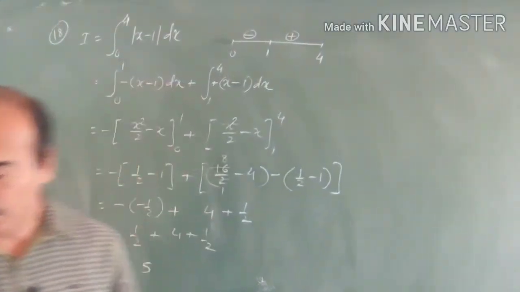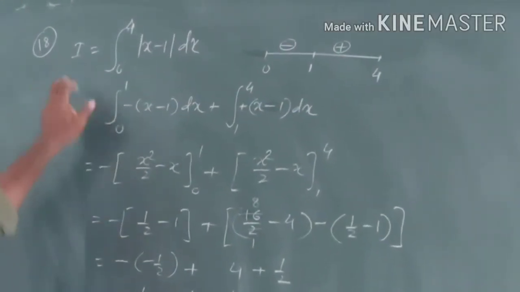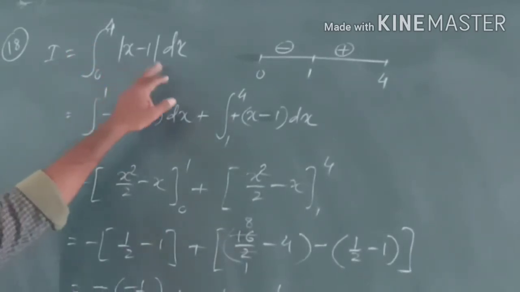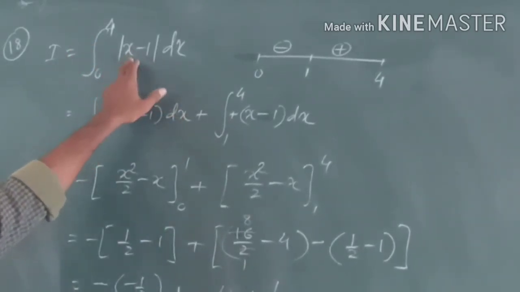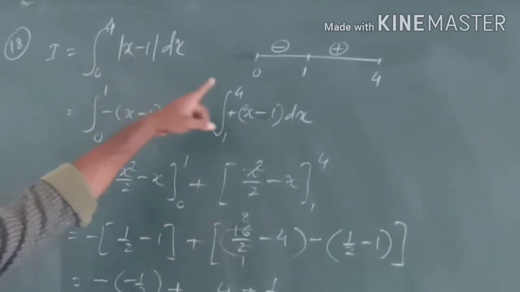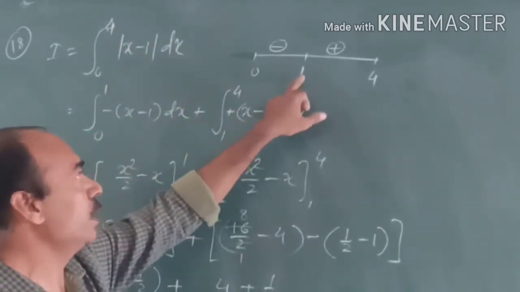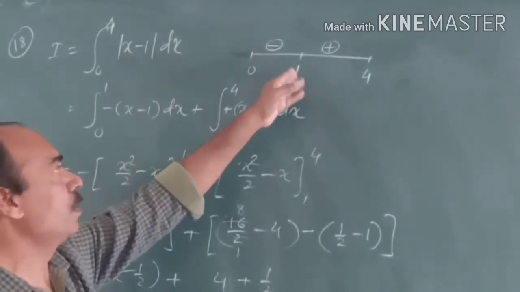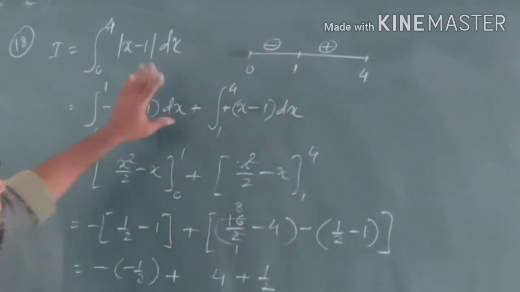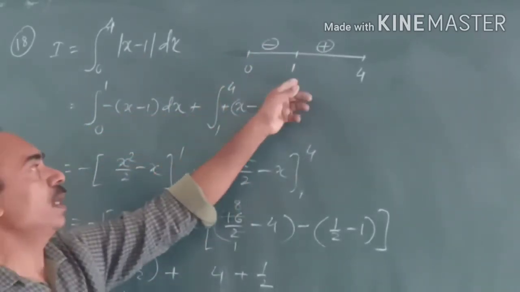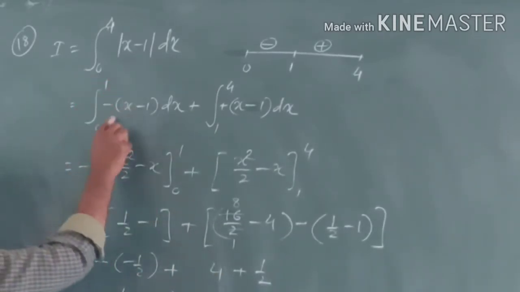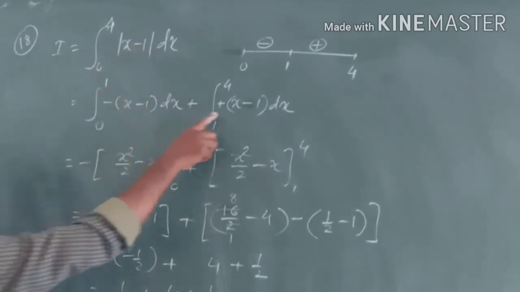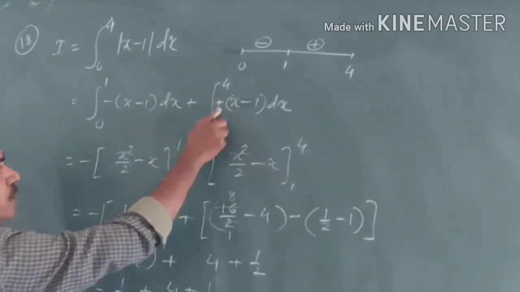Next question number 18. This question is the same as question number 5 and 6. Here integral 0 to 4 of mod of x minus 1, dx. Since this function mod of x minus 1 will be 0 at x equal to 1, and our limit is 0 to 4, at x equal to 1 it will be 0. When the value of x is less than 1, it will be negative, and when the value of x is greater than 1, it will be positive. So break this limit from 0 to 1 and 1 to 4. In the interval 0 to 1 it is negative, so write a minus sign here and open this mod value, and in the interval 1 to 4 it is positive, so write a plus sign here.